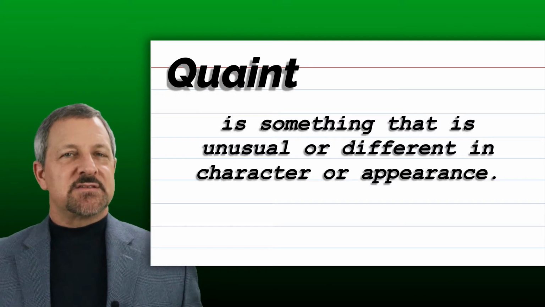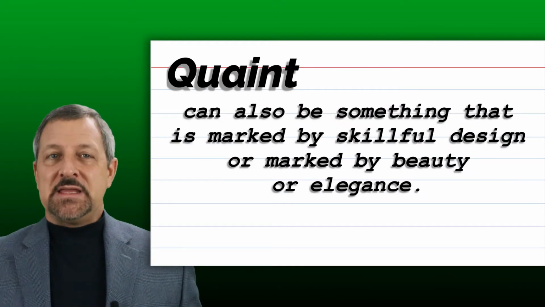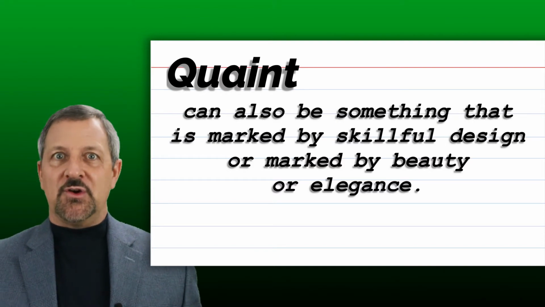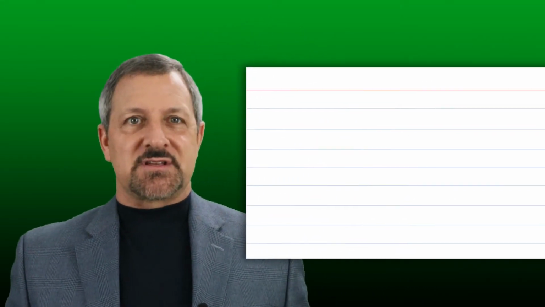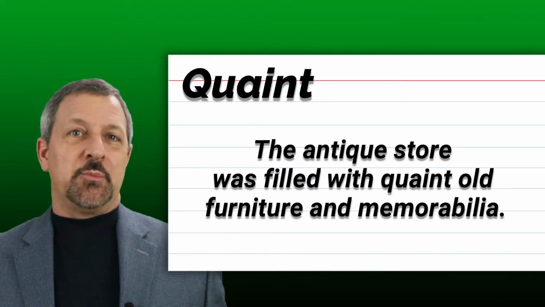The 12th word is quaint. Quaint is something that is unusual or different in character or appearance. Quaint can also be something that is marked by skillful design or marked by beauty or elegance. When quaint is used in a sentence, it sounds and looks like this. The antique store was filled with quaint old furniture and memorabilia.